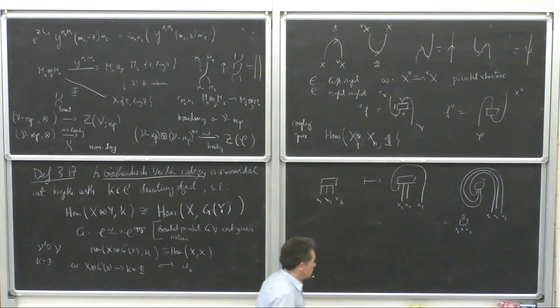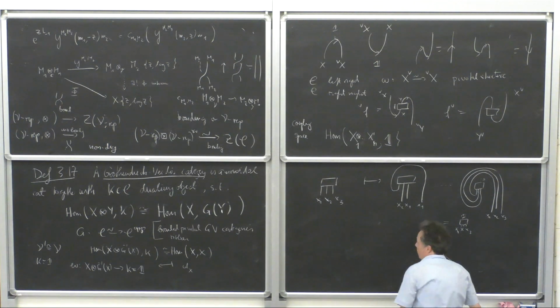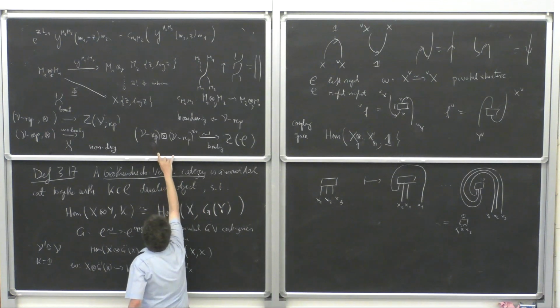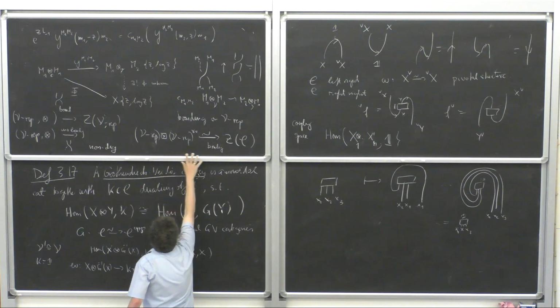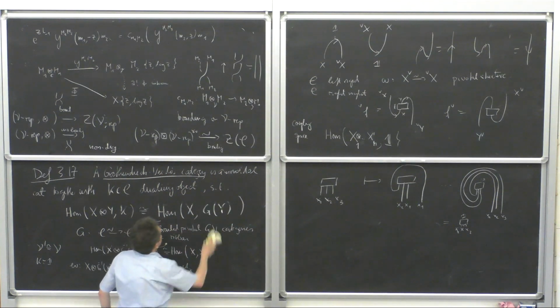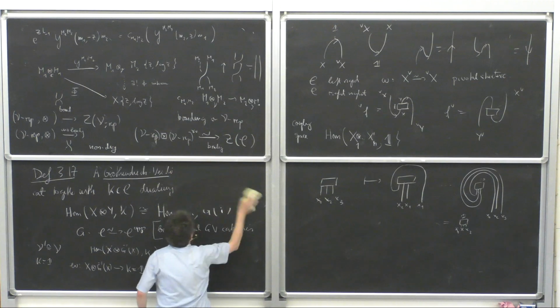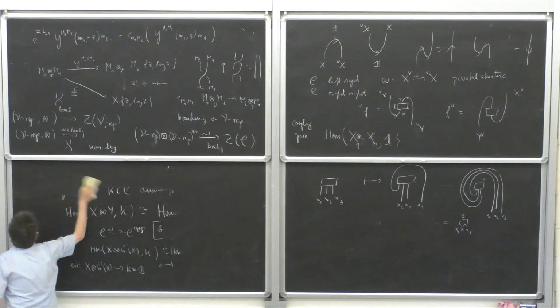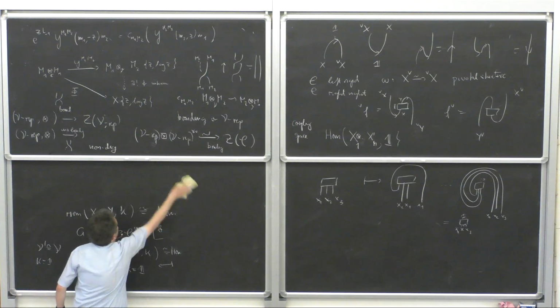Yeah? So we will use that bulk fields in the CFT are built from combining left movers and right movers, described here, and use these types of constructions. We will use, but we have to relate it somehow to correlators.